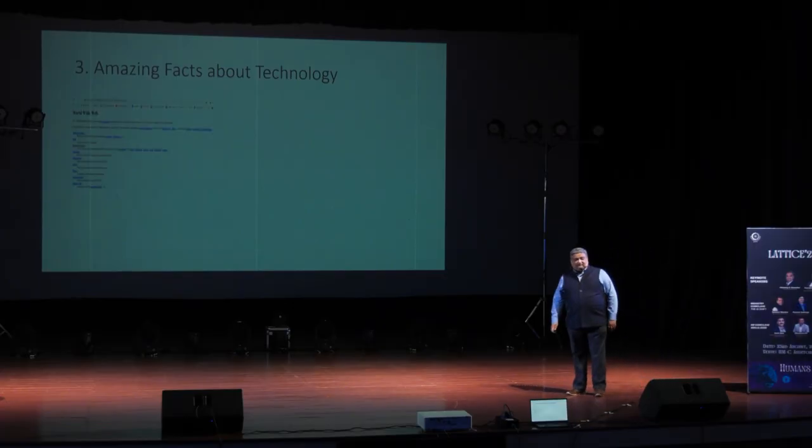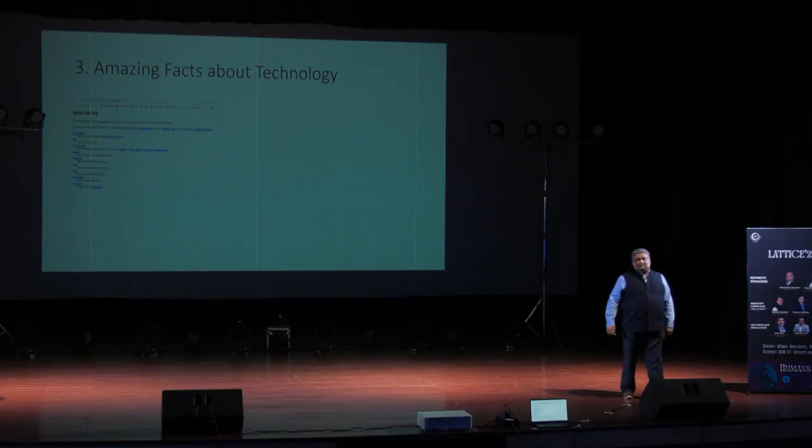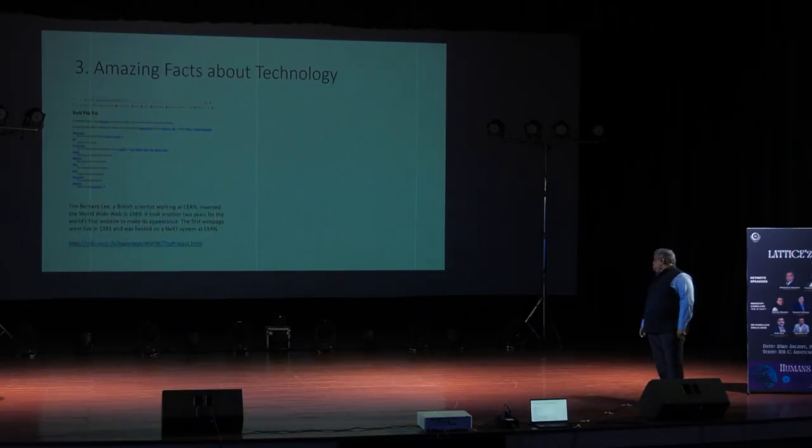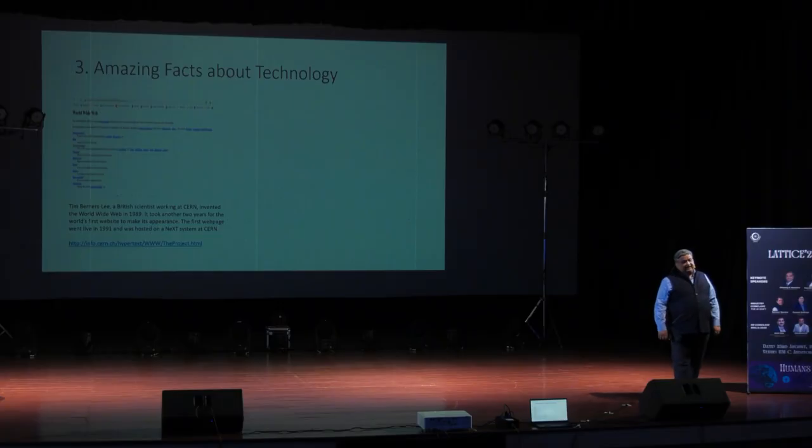World Wide Web. When was it invented? Does anybody know? Somebody speak louder. 1991 and 1980. And when was the first www website launched after it was invented? How many years after it was invented? 2 years. It took 2 years. Tim Berners-Lee, a scientist at CERN, started the concept of www in 1989, and it took 2 years to get the first website out.